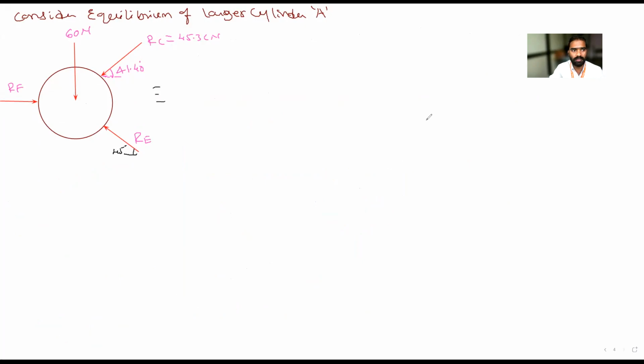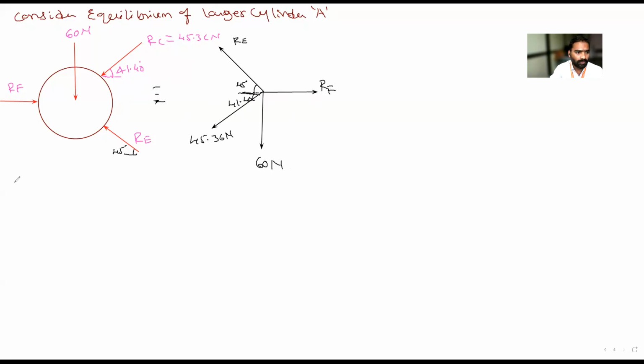RF is acting in the horizontal direction. Weight is acting downward, 60 Newton. RC is acting in this direction, 45.36 Newton, at an angle of 41.40 with respect to horizontal. RE is acting in the second quadrant at an angle of 45 degrees. Is it clear, everyone? Yes, sir.